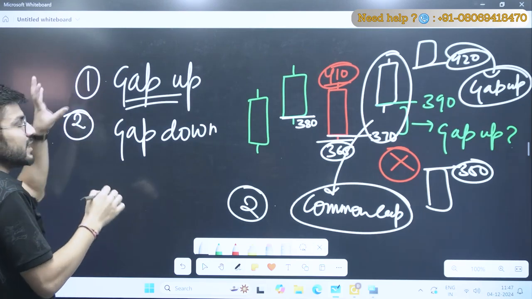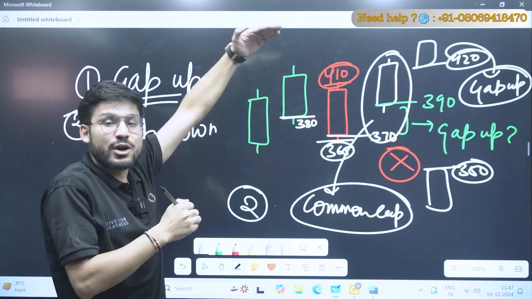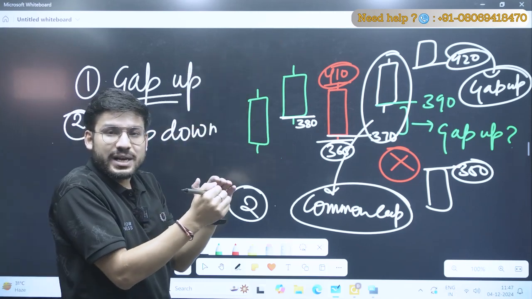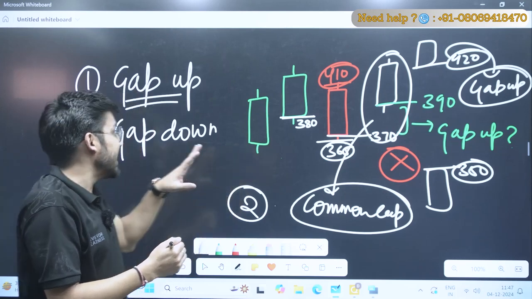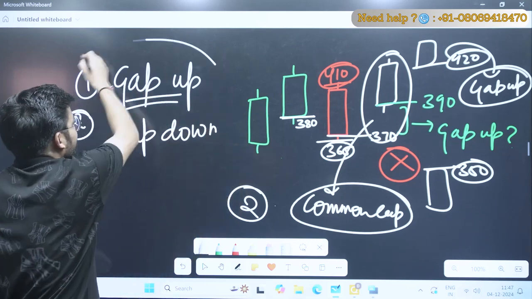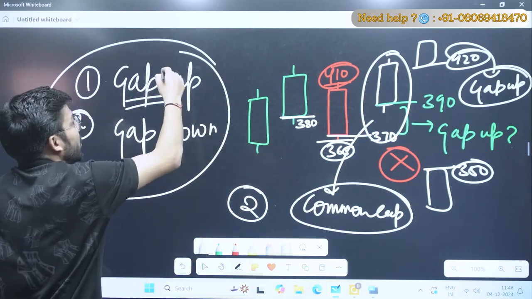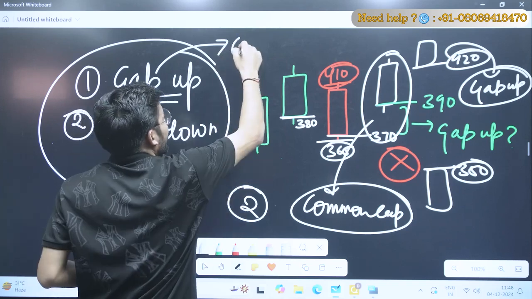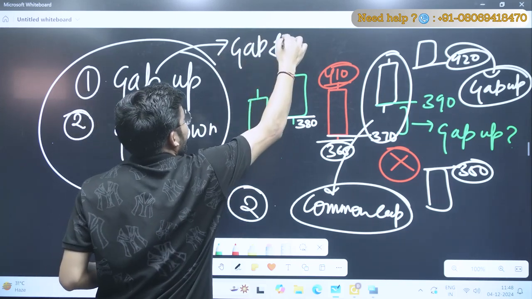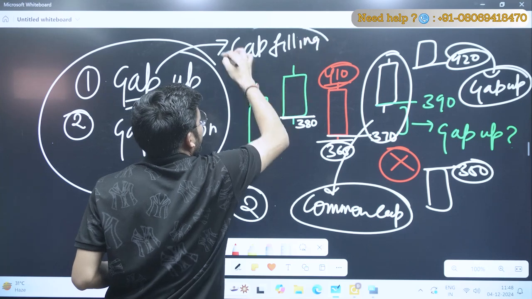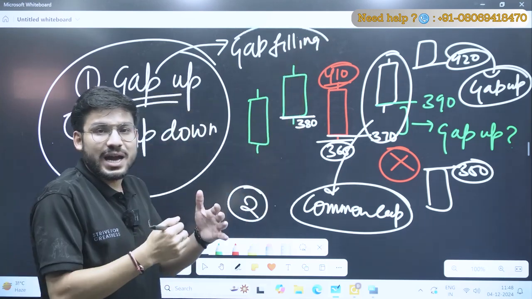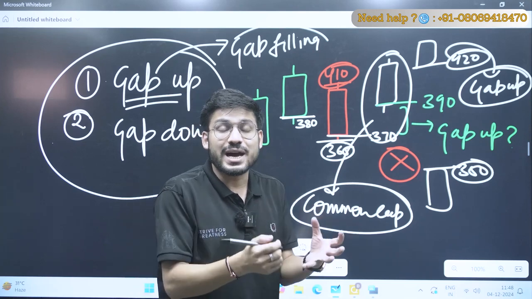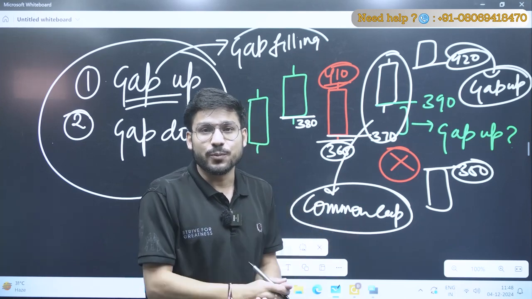When the next day's candle opens above the high of the previous candle, that is a gap up. When the next day's candle opens below the low of the previous day's candle, that is a gap down. Whenever you analyze this type of condition, you can always go with the gap filling. This type of gap will give you a gap filling. So if the market comes back to fill the gap, that is the time when you can enter the trade, and that trade will work efficiently for you, right?